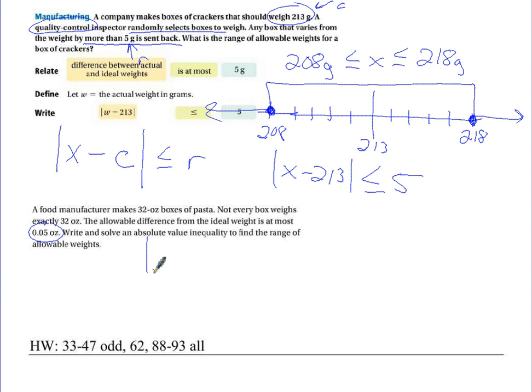So we're going to use this: absolute value of x minus c is less than or equal to r. And then we just plug in the numbers. This guy right here will be what? C or R? That's the R. It says within at most 0.05. So that's R. And then where's C at? That is the 32 ounce boxes. So that will be C. So we're going to write absolute value x minus 32 is less than or equal to 0.05.